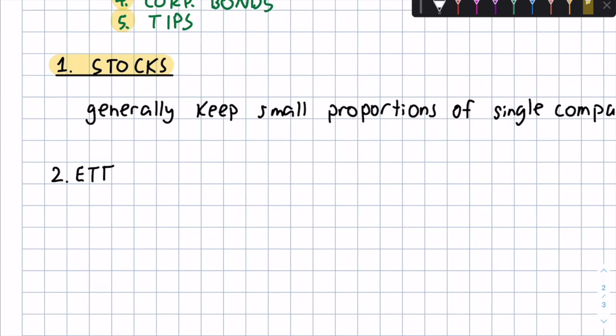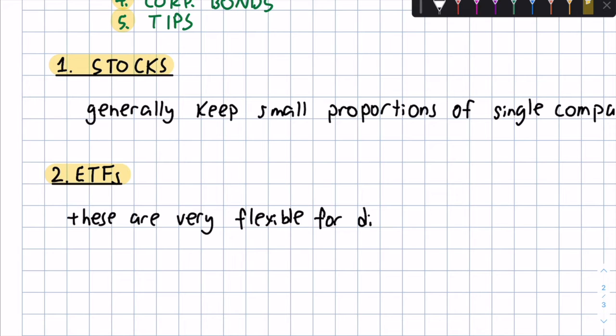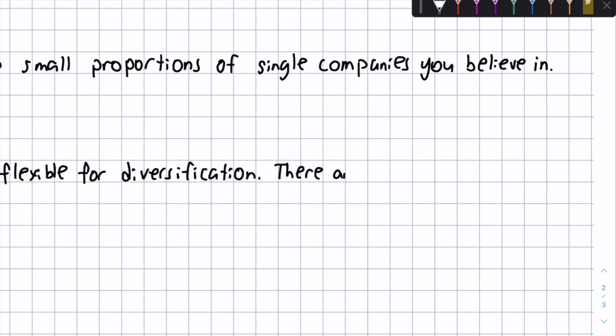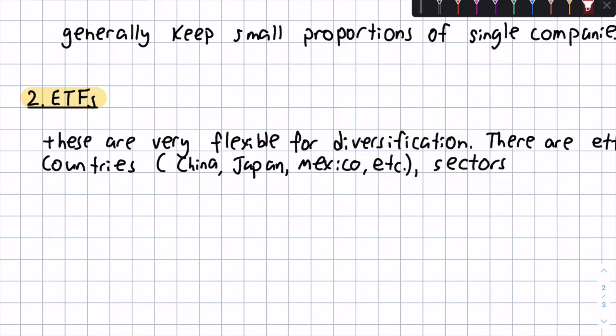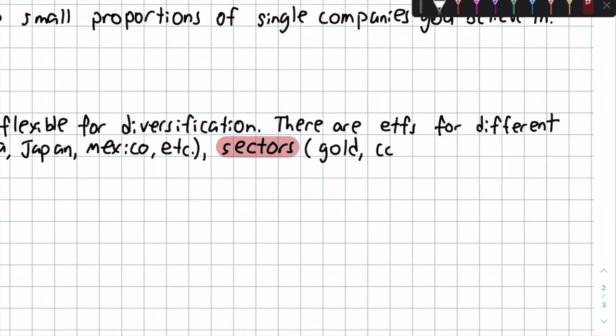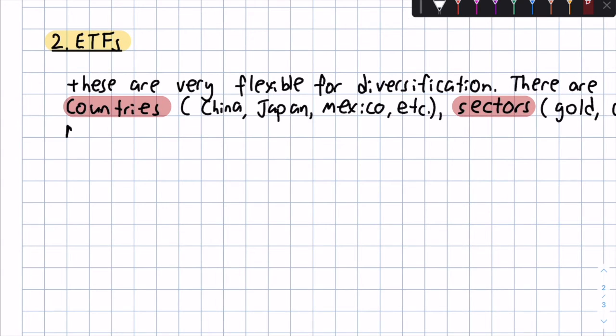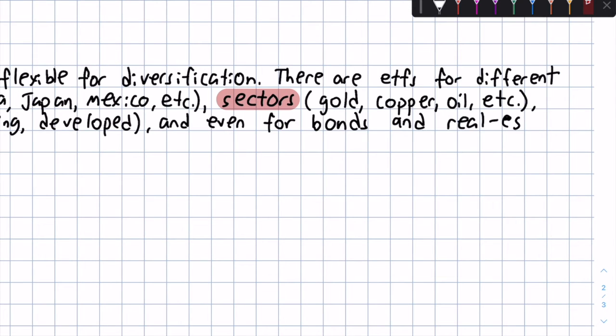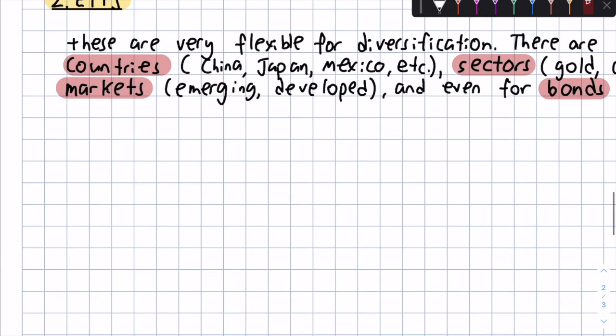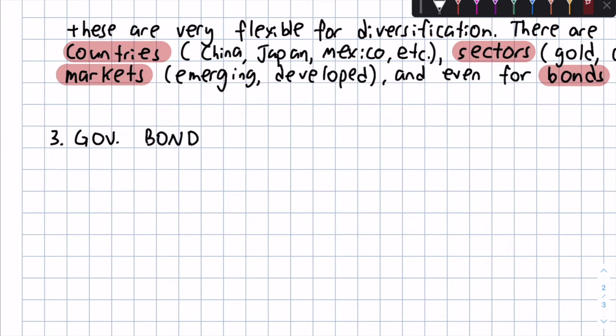The second is ETFs. This is probably one of the key elements of a portfolio, and it is very flexible for diversification. There are ETFs for everything you can imagine, including different countries like China, Japan, or Mexico, different sectors such as gold, copper, oil, pretty much anything you can think of, different markets such as emerging or developed markets, and even for bonds and real estate. So it's very diverse, and it gives you a wide array of ideas of what to invest in.